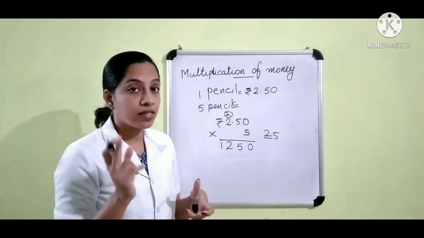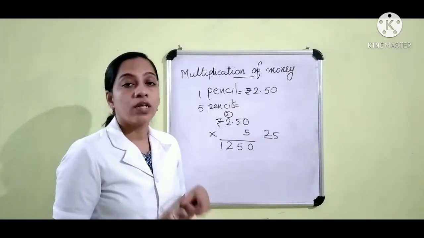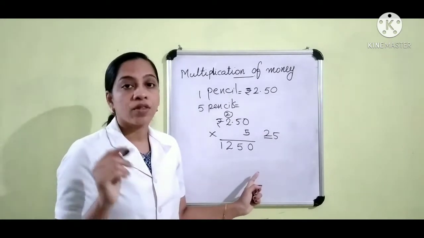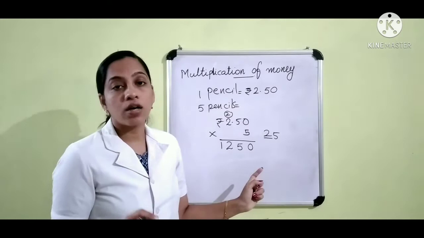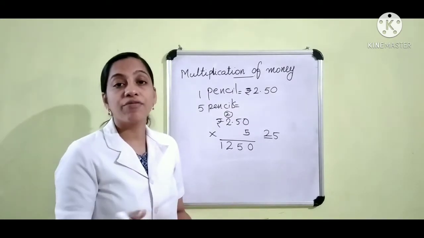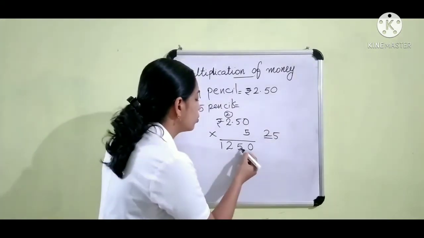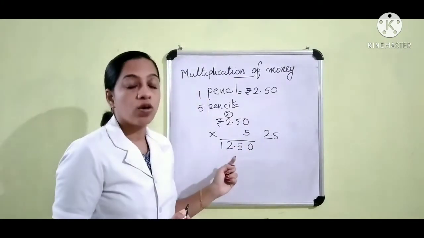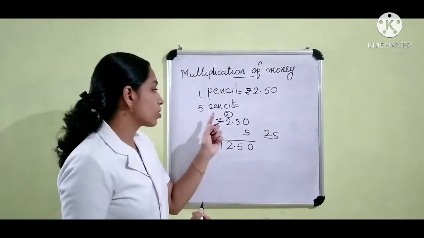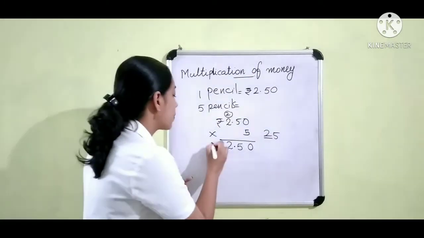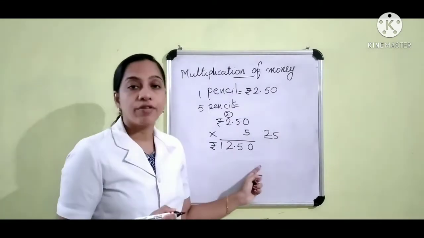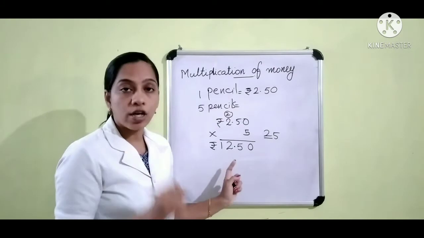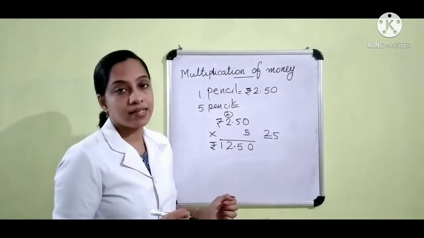Then the next step, that is a very important step. What is that? Yes, you have to put the dot in the answer. Tell me children, where will you put the dot? Yes, before the second digit from the right. That is 1, 2. So, let us put a dot here. So, the total cost, that is the cost of 5 pencils, is 12 rupees and 50 paise.